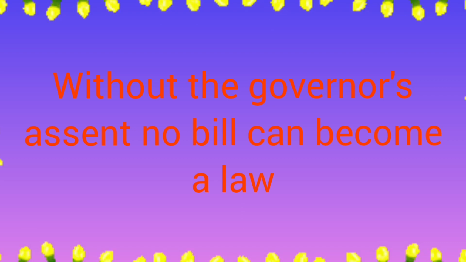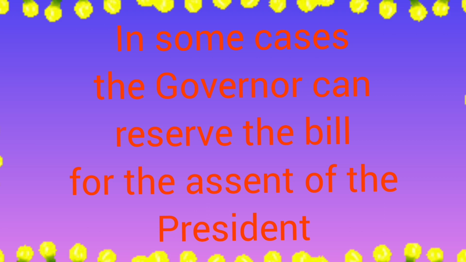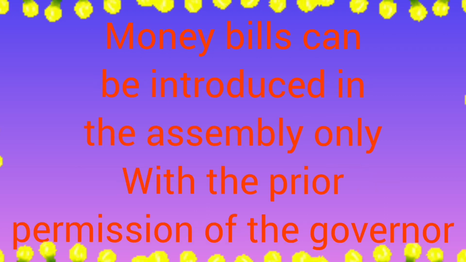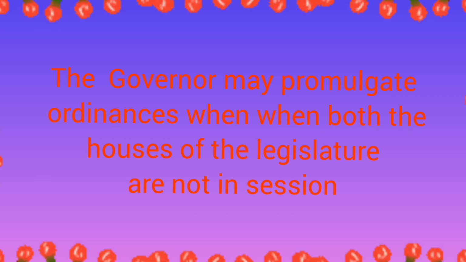In some cases, he can reserve the bill for the assent of the president. Money bills can be introduced in the state legislative assembly only with the prior permission of the governor. The governor may promulgate ordinances during this period, when the legislative assembly or both the houses of the legislature are not in session. That means the governor can make orders when both the houses are not in a meeting.